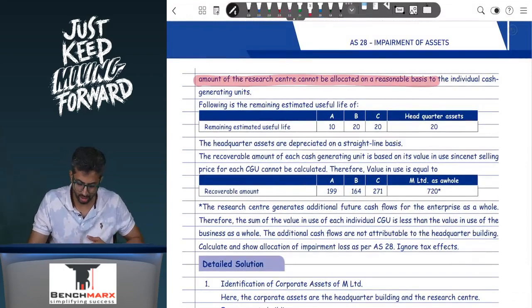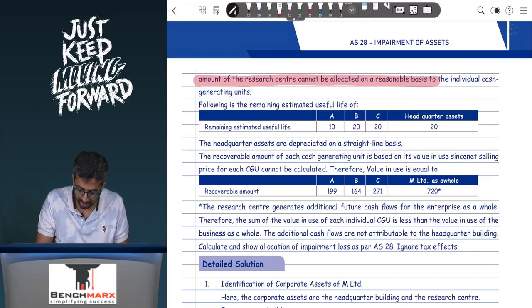Very clearly told. Following are the remaining useful lives of A, B and C and also the headquarter asset. The headquarter assets are depreciated on a straight line basis. The recoverable amount of each cash generating unit is based on the value in use. Since net selling price cannot be calculated, that is fine.